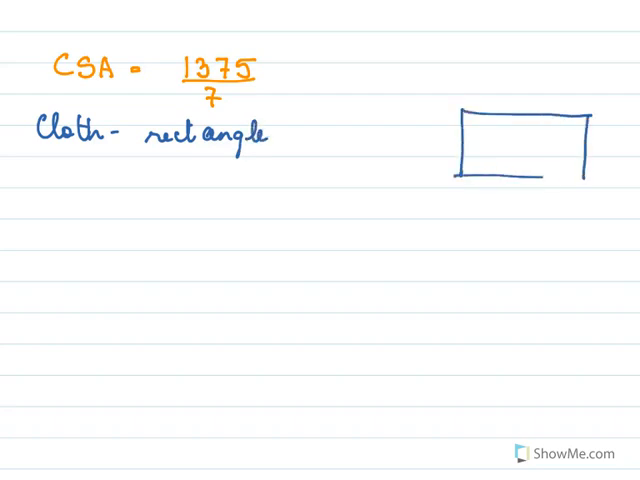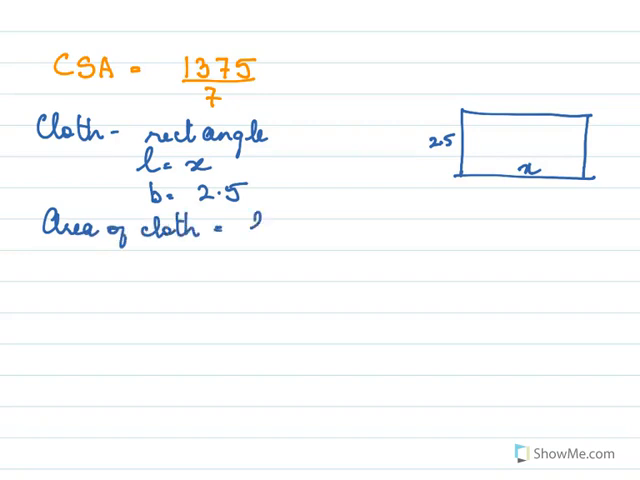So the cloth is somewhat like this. The width of the cloth is already given to us as 2.5. We've got to find the length, so we'll put the length as x. So the length of the cloth is x and the breadth of the cloth is 2.5. So the area of the cloth equals length into breadth, which is x into 2.5. This is 2.5x.